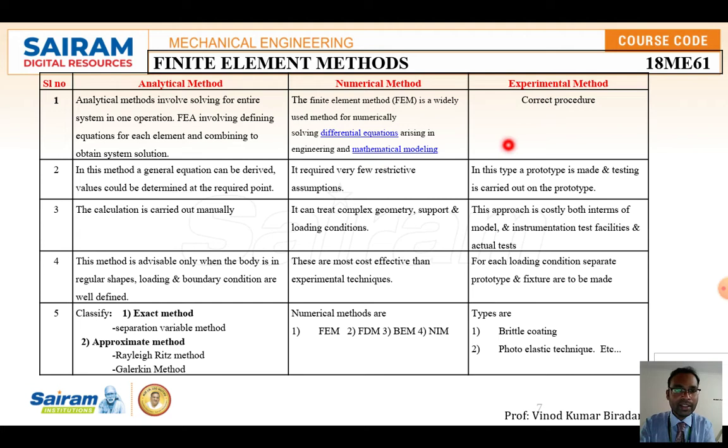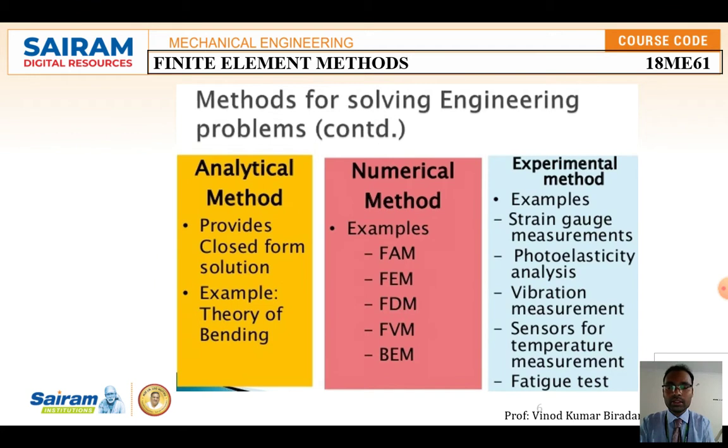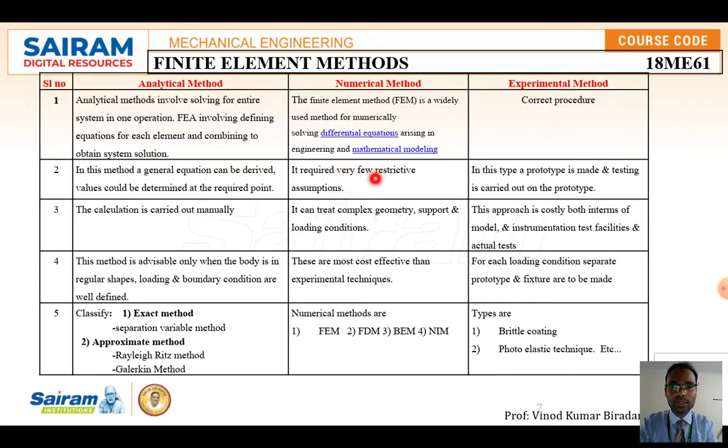Experimental is nothing but the correct procedure; we have to follow the correct procedure. In the analytical method, a general equation can be derived. Values could be determined at the required point only, but in the numerical method it requires very few restrictive assumptions to solve the problems. Experimental method means a prototype is made, and testing is carried out on the prototype.